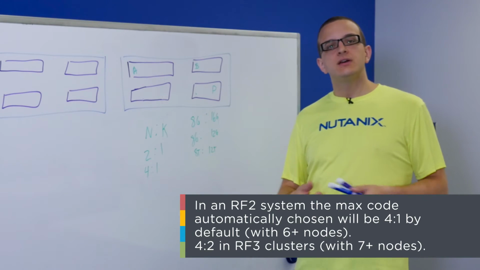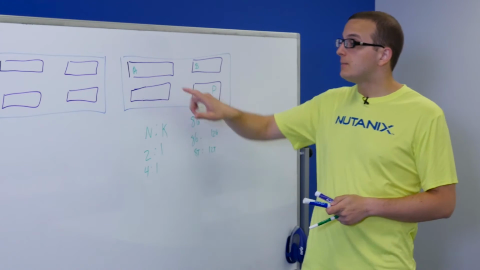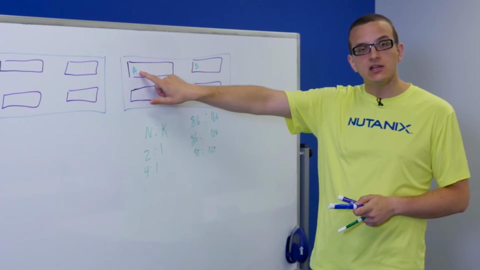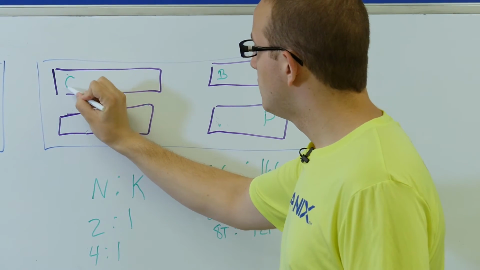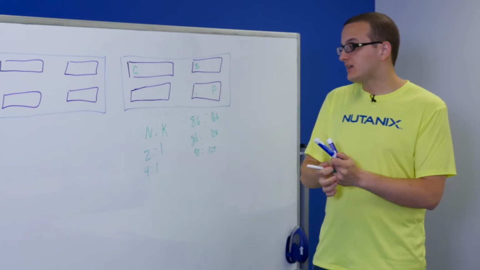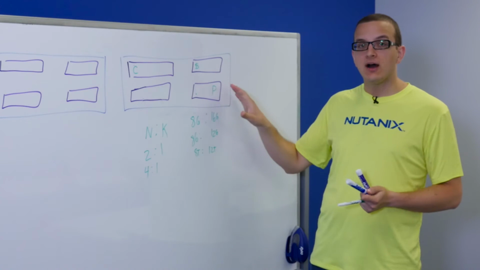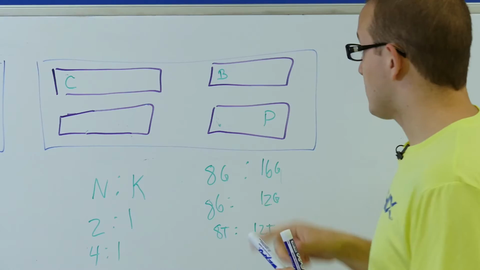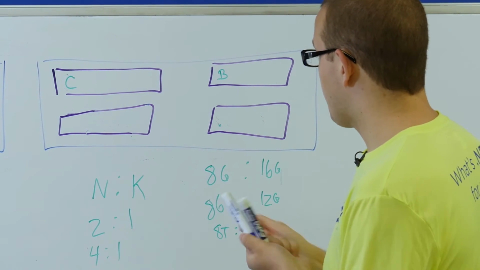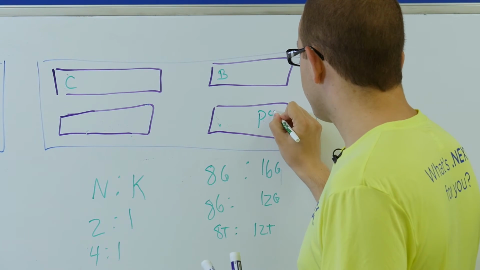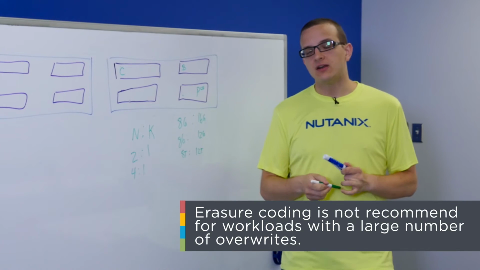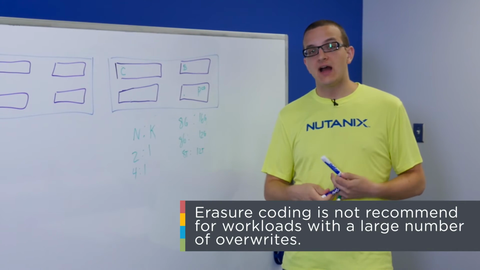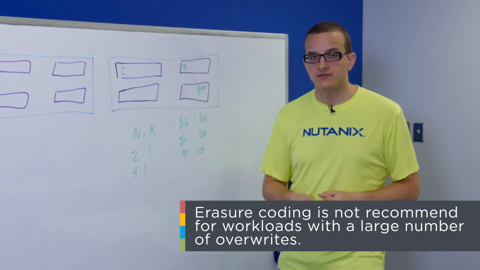So as I mentioned, this can be computationally expensive because now if, say, data A here gets rewritten and becomes C, we now have to recalculate this parity block as A prime is no longer what it was based off of. And so we've got to go through, calculate it again. Because of that, erasure coding isn't recommended for all workloads. In particular, workloads that have a large amount of overwrites are not recommended for it.